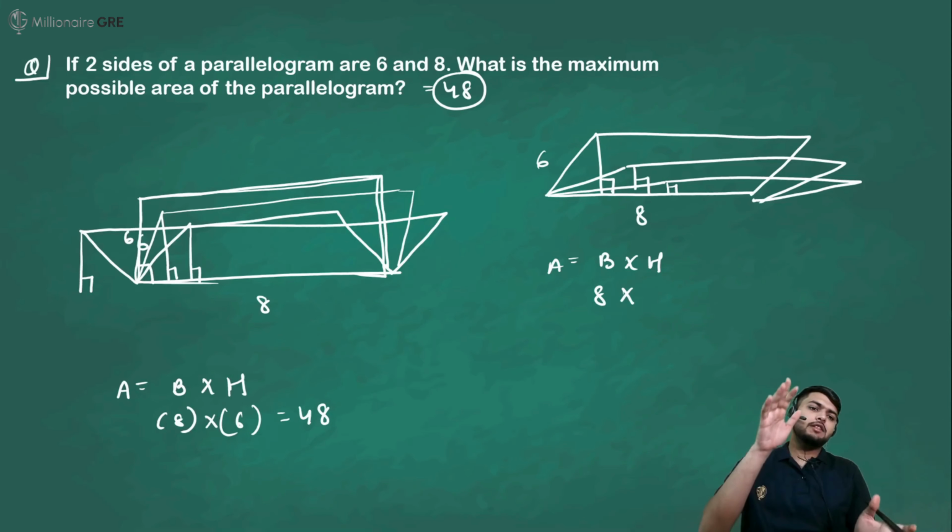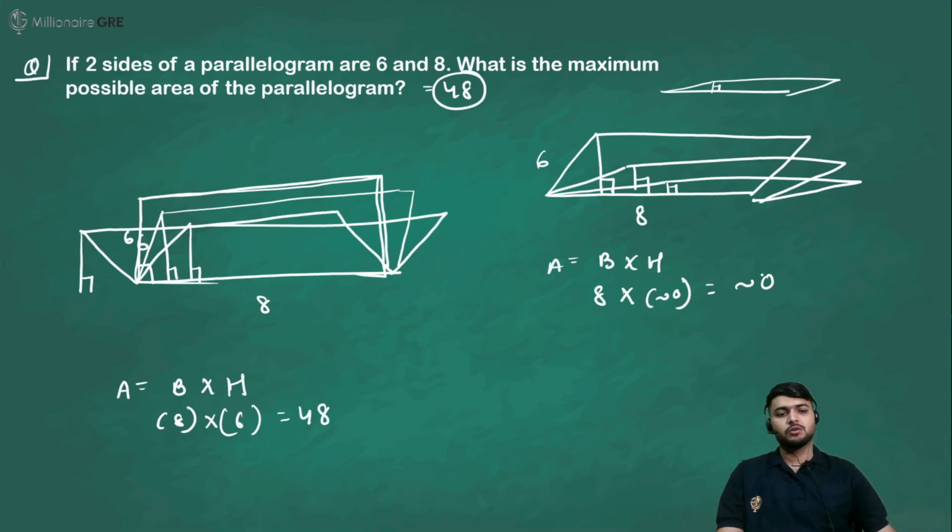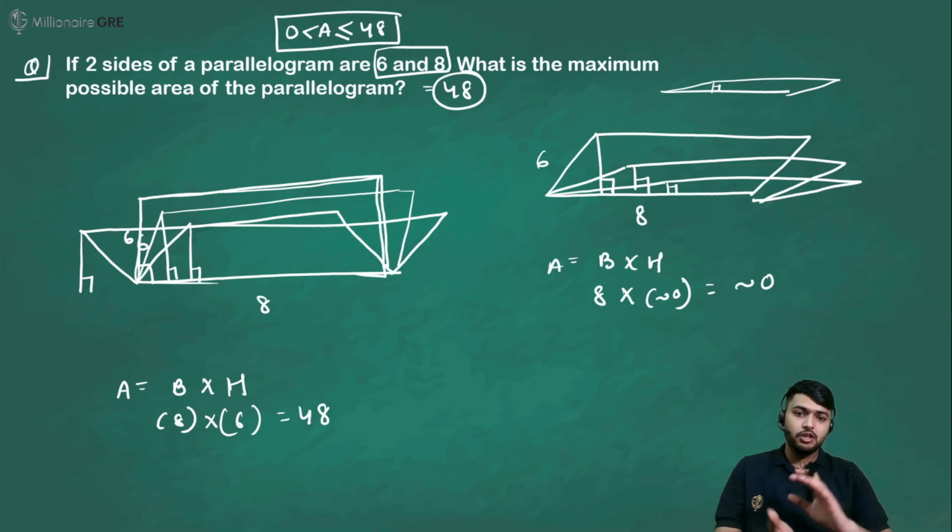There would come a point when 6 and 8 are almost on top of each other. In that case, height is negligible. The parallelogram looks something like this. The height is very little. When height is very close to 0, area is also very close to 0. So for this particular parallelogram, area can be anything greater than 0 and it can be anything less than or equal to 48. Area cannot be 0 because a parallelogram cannot have 0 area, but area can be equal to 48 when that particular parallelogram is a rectangle.